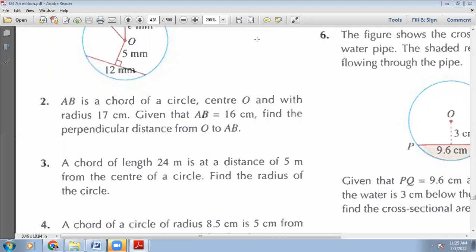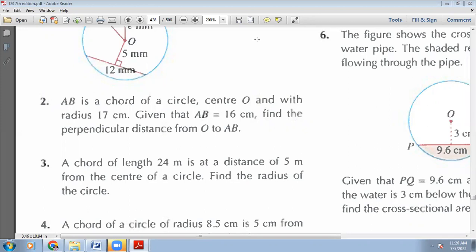So my dear students, exercise 13A from the D3 book, question number 2 showing up on your screen. AB is a chord of a circle center O with the radius 17 centimeter. Given that AB is equal to 16 centimeter, find the perpendicular distance from O to AB.